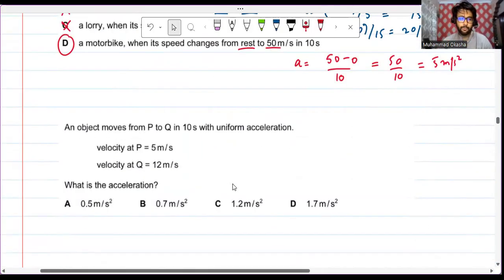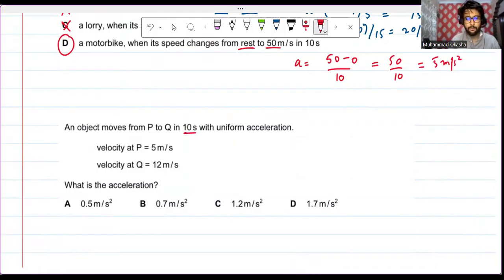An object moves from P to Q in 10 seconds with uniform acceleration. Velocity at P is equal to 5 meter per second. Velocity at Q is 12, and the time it took was 10 seconds. So let's work it out.